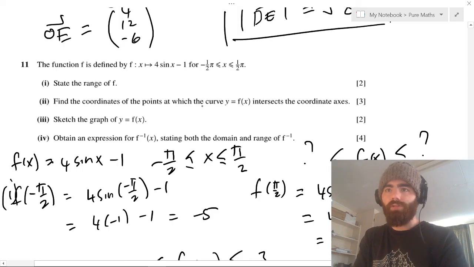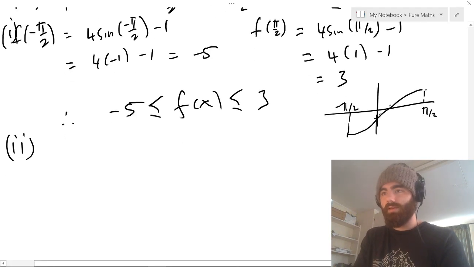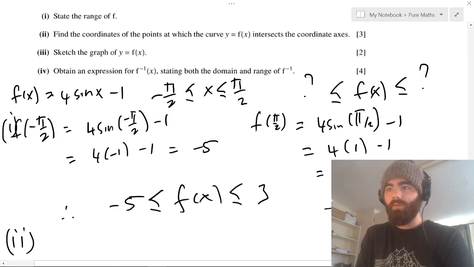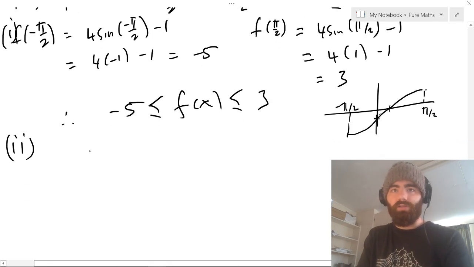Find the coordinates of the points where the curve y intersects the coordinate axes. So where does it intersect? It's going to look something like this, right? Pi over 2, minus pi over 2. So where does it intersect these two things here? And it looks like this because we're shifting it down 1. Okay, so it intersects there where f of x equals 0.